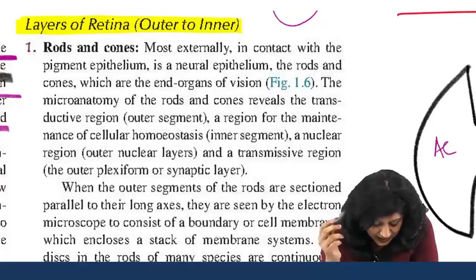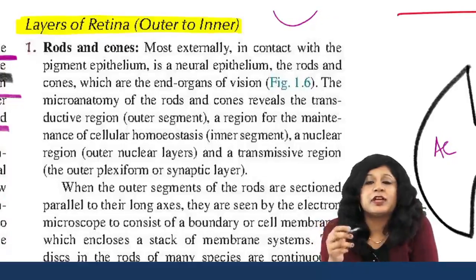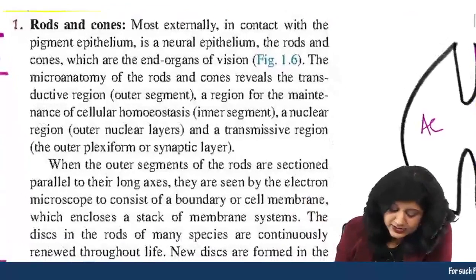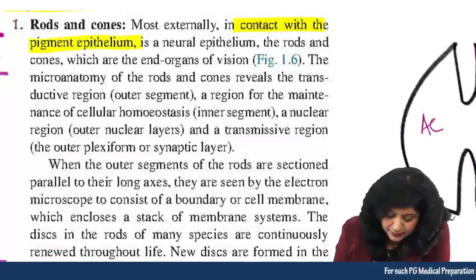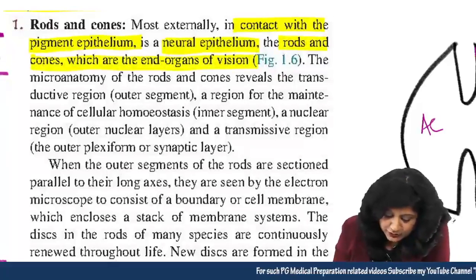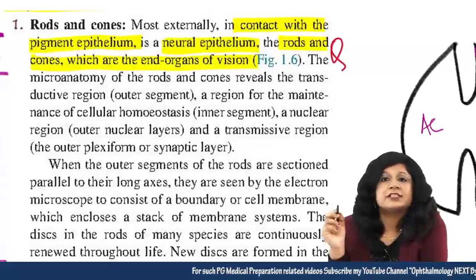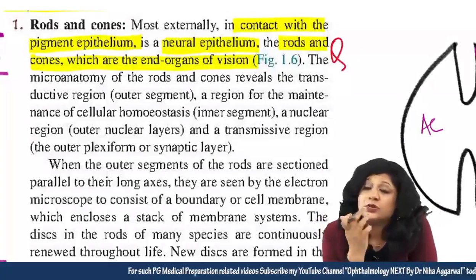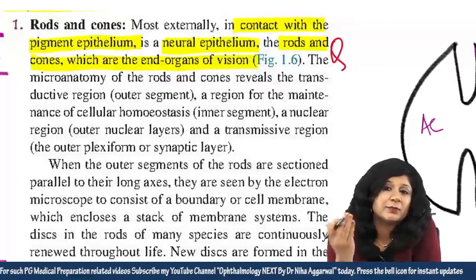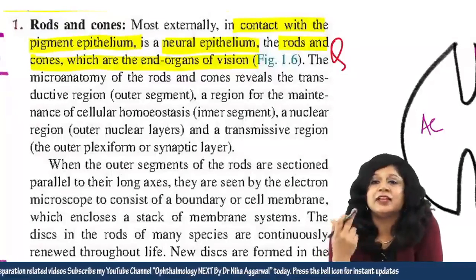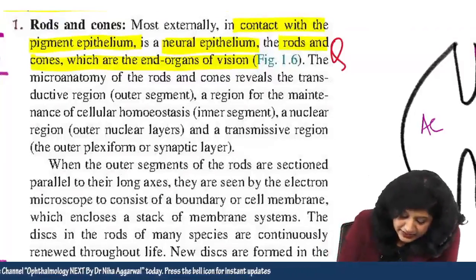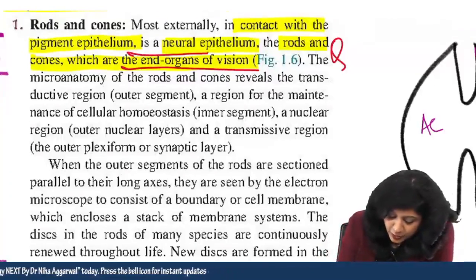So they have started with the rods and cones because they have already talked about the retinal pigment epithelium. So see, they are saying that most externally in contact with the retinal pigment epithelium is a neural epithelium, the rods and cones which are the end organs of the vision. So obviously the outermost layer is not the rods and cones, it is the retinal pigment epithelium which always remains in contact with the Bruch's membrane of the choroid, and after that we have got the layer of photoreceptors, the rods and cones, and these are considered to be the end organ of the vision.